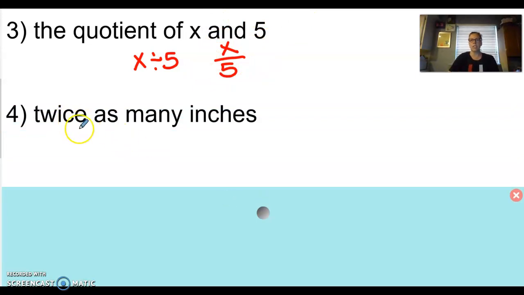Twice as many inches. So twice means 2 times. So 2 times, and you notice how it doesn't give us a variable, so you can use whatever you want. I'm going to use I for inches. So 2 times I. So if it was 5 inches, 2 times 5 would be 10 inches.